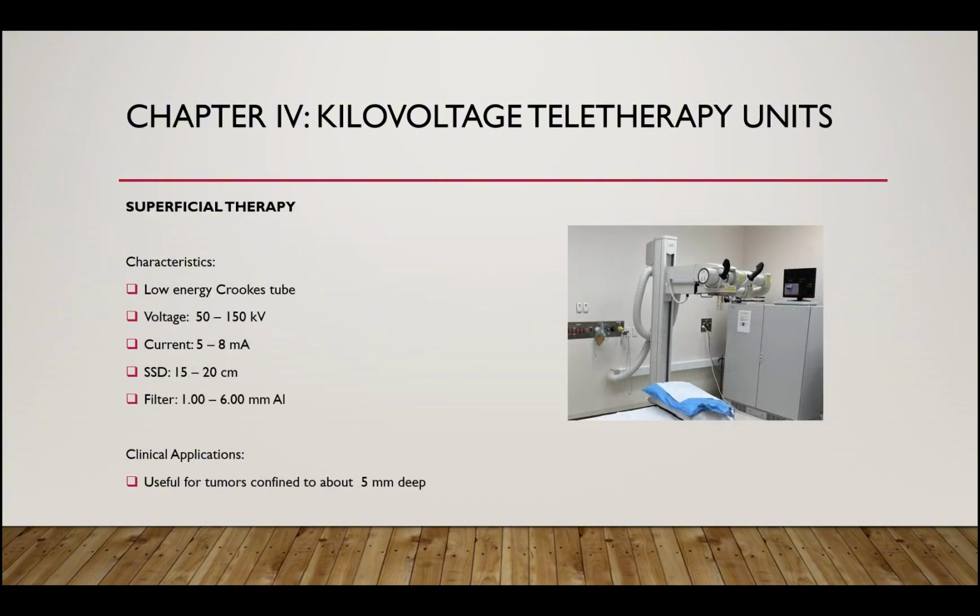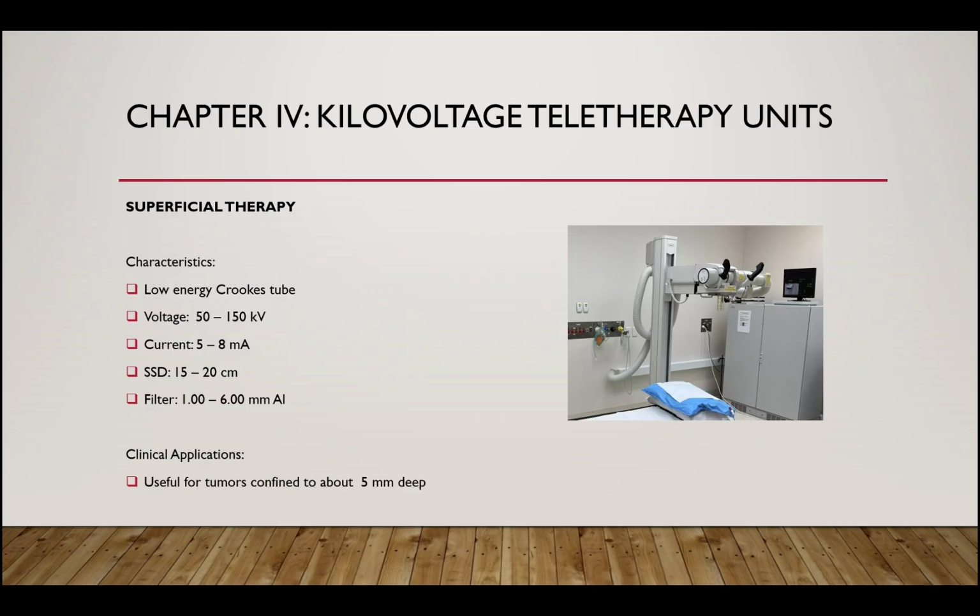Next is the superficial therapy. So the term superficial therapy applies to the treatment with X-rays produced at potentials ranging from 50 to 150 kilovoltage. So they use low energy Coolidge tube, okay, for superficial therapy. So various or varying thicknesses of filtration, usually 1 to 6 millimeter aluminum, are added to harden the beam. Okay, beam hardening. So the degree of hardening or the beam quality can be expressed as the half value layer.